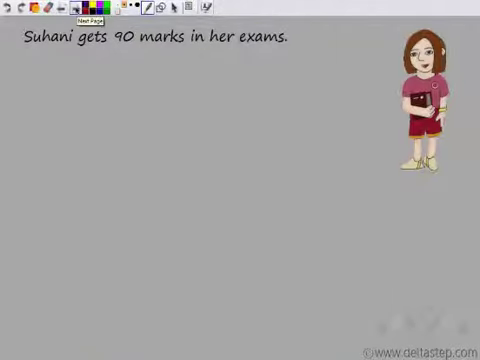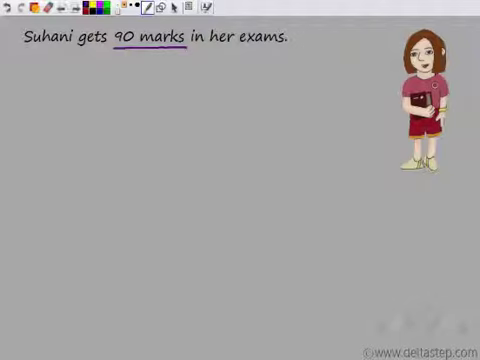Now, if I tell you that Suhani gets 90 marks in her exams, what does it tell you? Can you say that she is very intelligent because she scored 90 marks? Well, you might think so, but note here that it's just written that she's got 90 marks. It does not tell me 90 marks out of how many marks. This 90 could be out of 100, could be out of 150, could be out of 200, 500. So we are not given how many marks she scored out of. All we know is that she scored 90 marks, but we do not know out of how many marks she scored this 90.